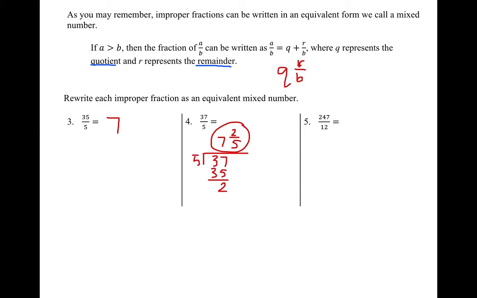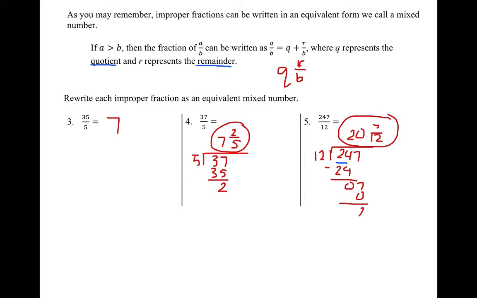And then for number 5, if I divide these, well, 12 goes into 24 2 times. 2 times 12 is 24. Subtract gives me a 0. Bring down the 7. 12 doesn't go into 7, so this is going to be a 0. 0 times 12 is 0. Subtract gives me a 7. So this is going to be 20 and 7 over 12. And that's my mixed number.